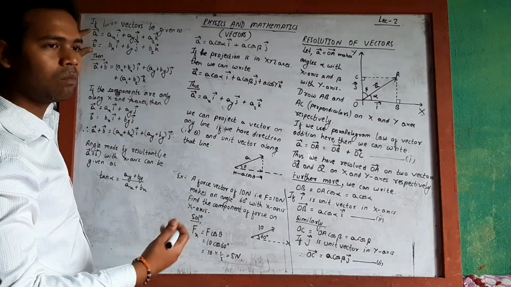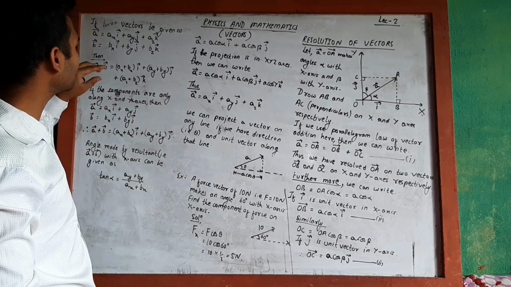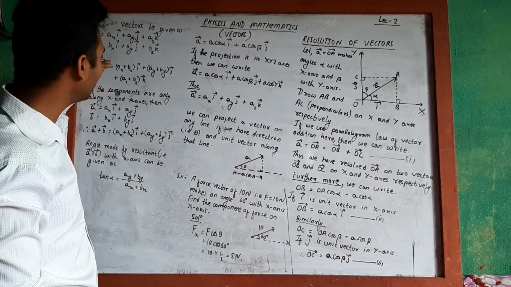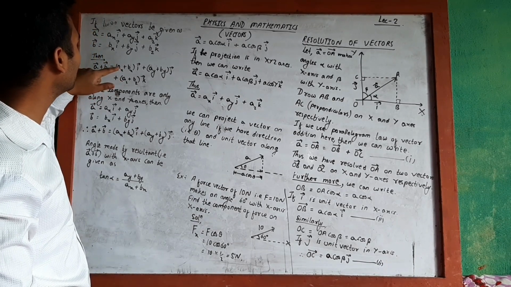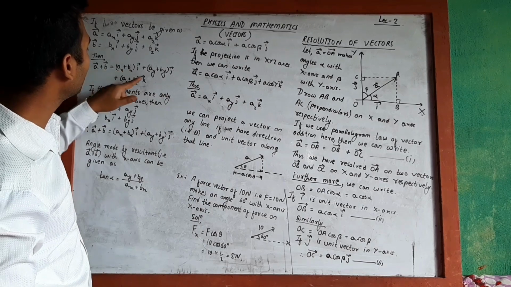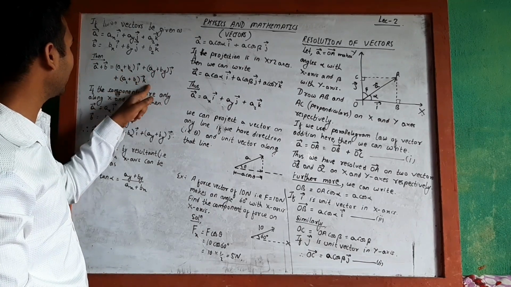Or if any number of vectors is given, then we can just add those vectors by adding the respective components of those vectors. Here, a vector plus b vector is equal to (ax plus bx) i vector plus (ay plus by) j vector plus (az plus bz) k vector.